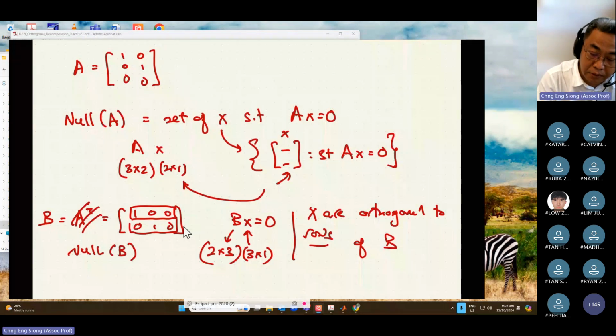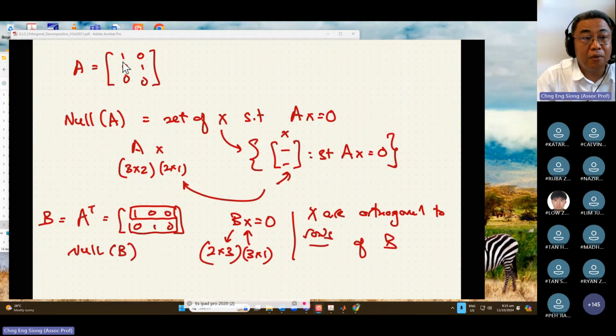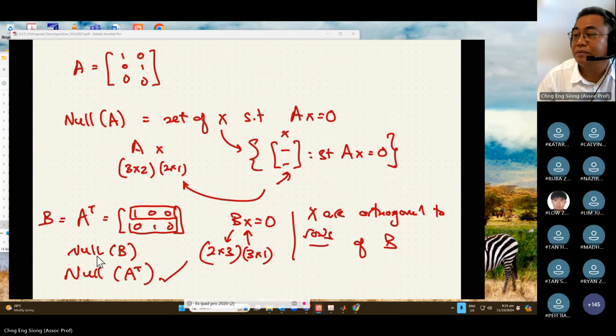So what is A transpose? A was this. A transpose makes these columns the rows, because we want to find another vector that is orthogonal to all these. So we just simply use the null space of A transpose. That's it. So I think some of y'all are confused because the transpose makes it a double negative.